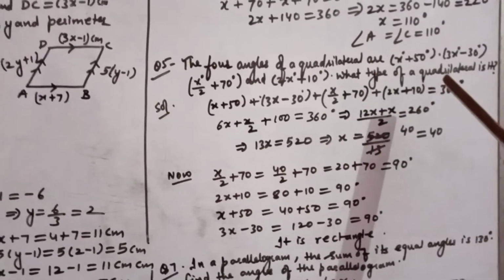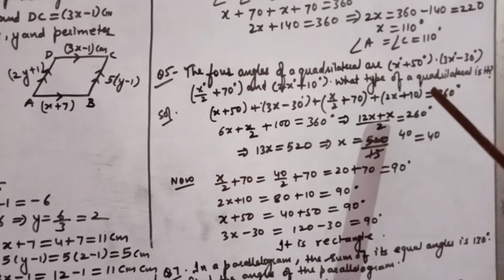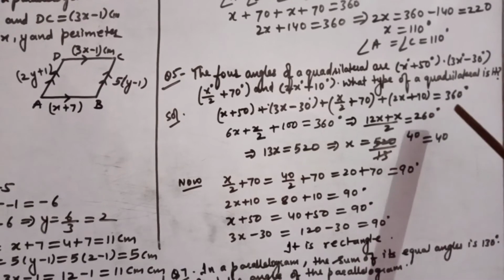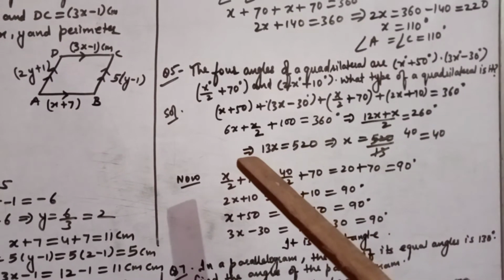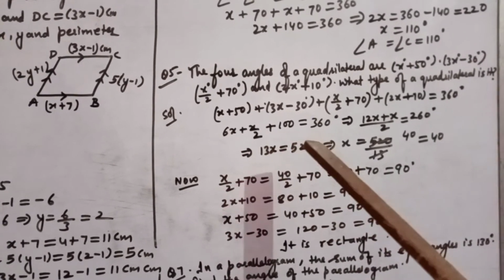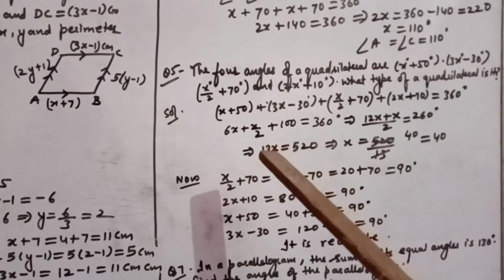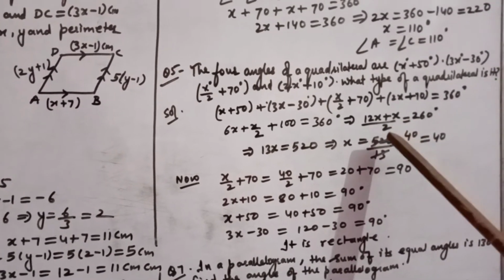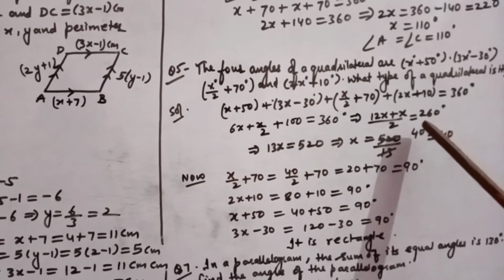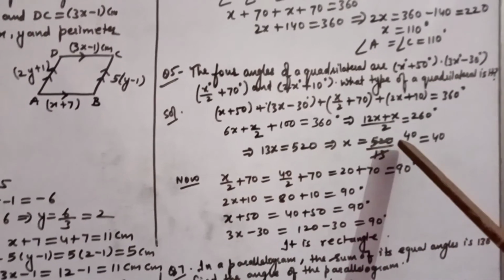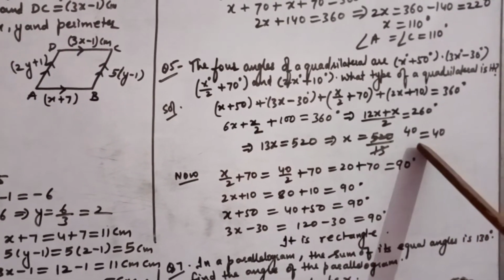The four angles of a quadrilateral are given. We have to find which type of quadrilateral it is. So we add all the angles, which is equal to 360 degrees. When we are adding the x variable, we are getting 13x. 6x plus x upon 2 plus 100 equal to 360. 12x plus x is 13x. When we do cross multiplication, 260 into 2 is 520. 13x equal to 520. X is equal to 520 divided by 13, which is 40.